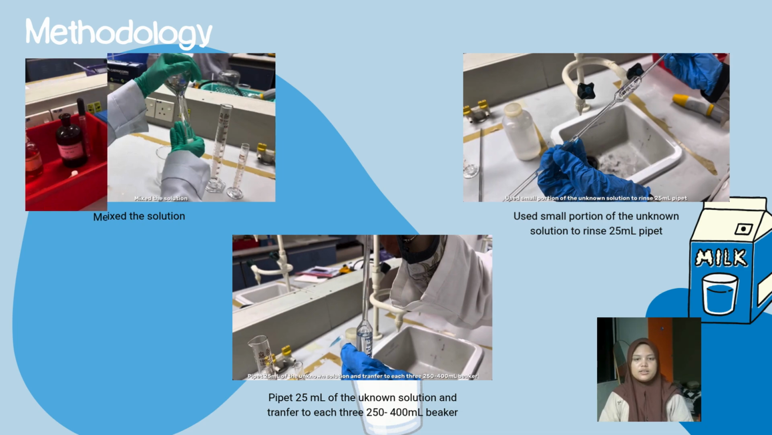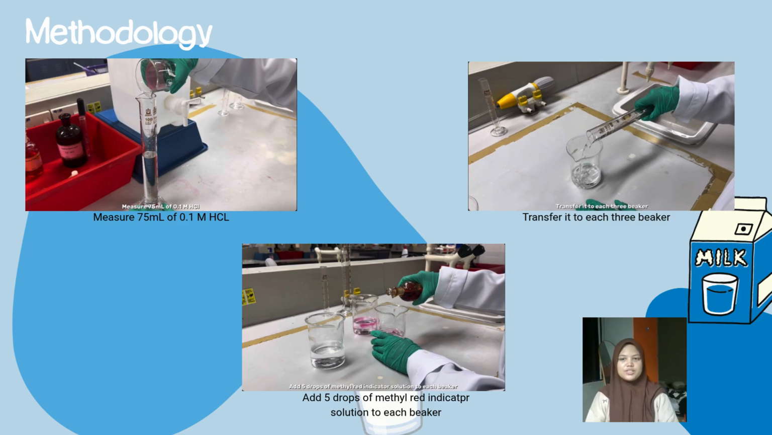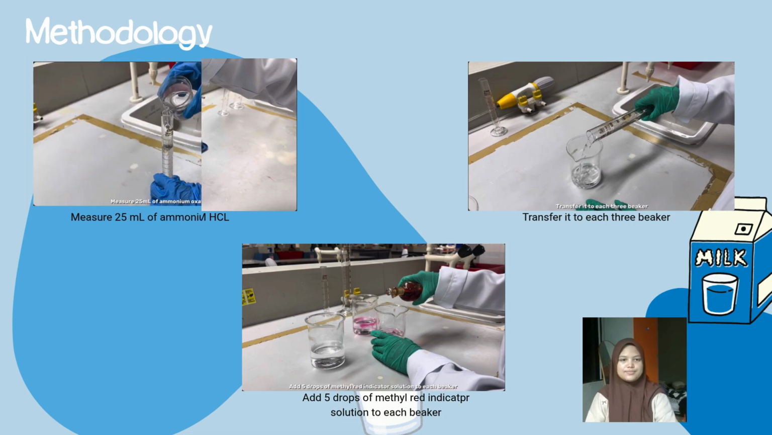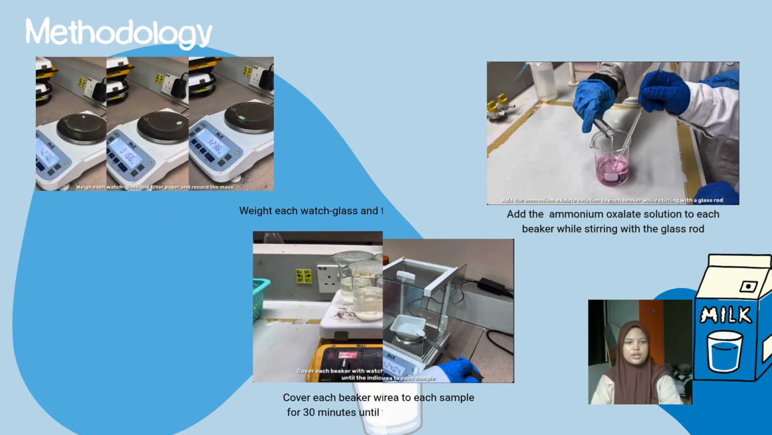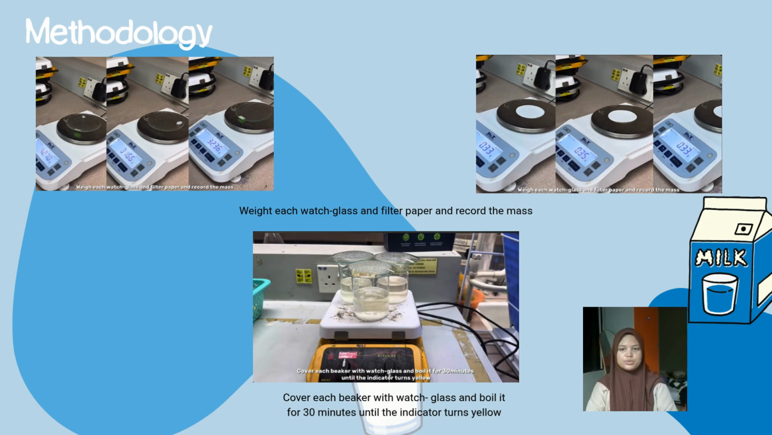beakers. Next, we measured 75 ml of 0.1 molar HCl and added it to each beaker, followed by 5 drops of methyl red indicator solution. We then measured 25 ml of ammonium oxalate solution and added it slowly while stirring with a glass rod. Each sample was added with 15 grams of solid urea. Each watch glass and filter paper was weighed and the mass recorded. The beakers were covered with watch glasses and boiled for 30 minutes until the indicator turned yellow.